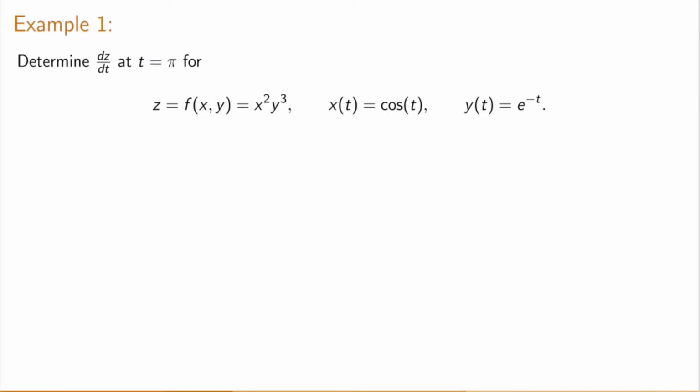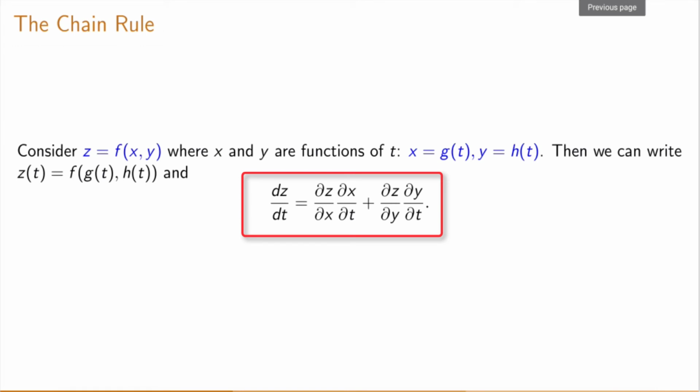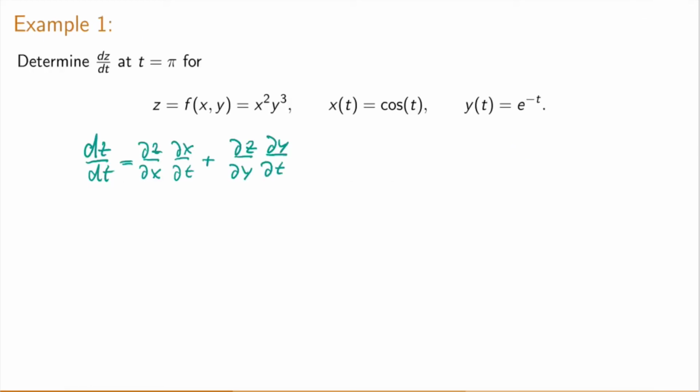So let's jump right in, move back one page, look at the formula again. Ta-da, here it is. So we have to differentiate z by x and then x by t, plus dz by dy, dy by dt. All right, let's jump right in. So dz by dx, I differentiate the function by x keeping y a constant. So this is 2x y cubed. Then dx by dt, so I just differentiate cosine, which is minus sine.